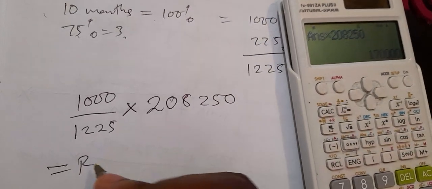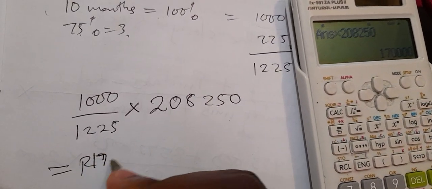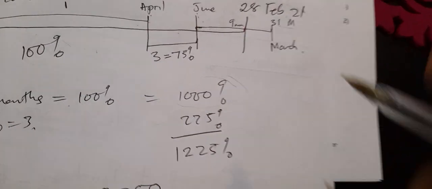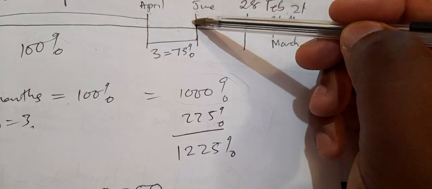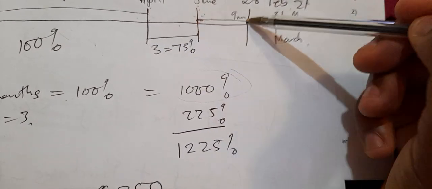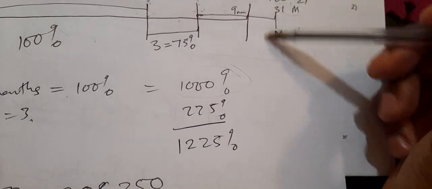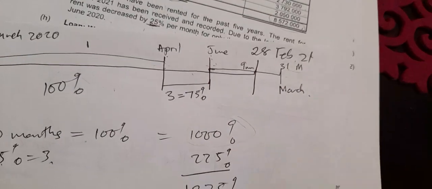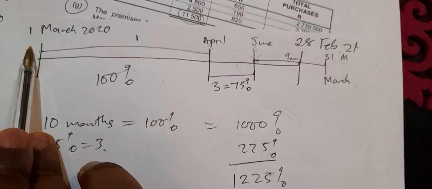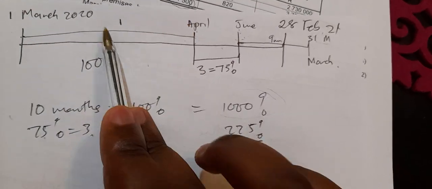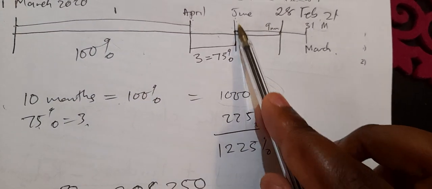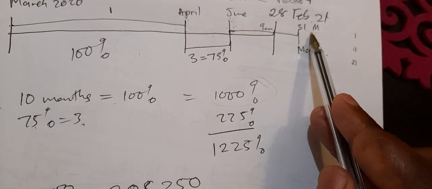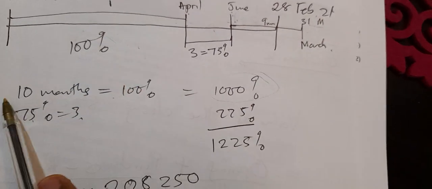So the total rent for the 10 months is 170,000. Now remember, they said the decrease was only for 3 months. So after June, we had gone back to the 100%. So we have received up to what? Up to March. So that's like 10 months. From the 1st of March up to here, it's 1 month. Then from the 1st of July up to the 1st of March, that would be 9 months. So 9 plus 1 will give you the 10 months.